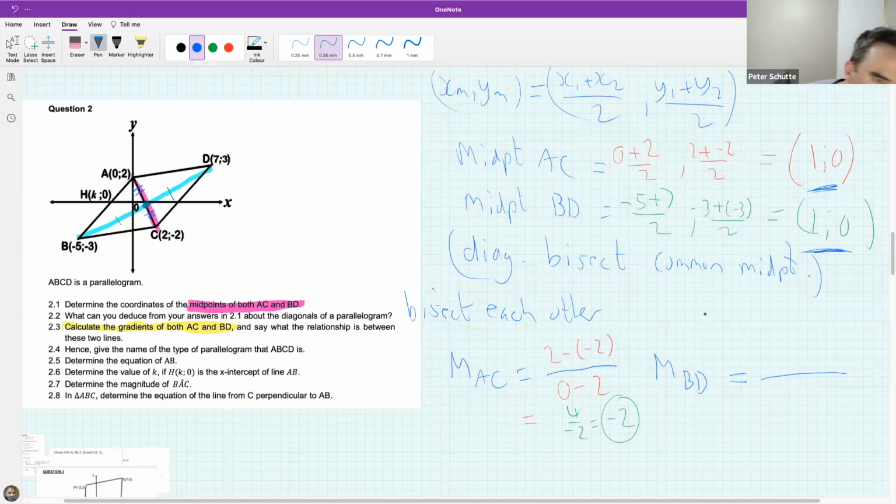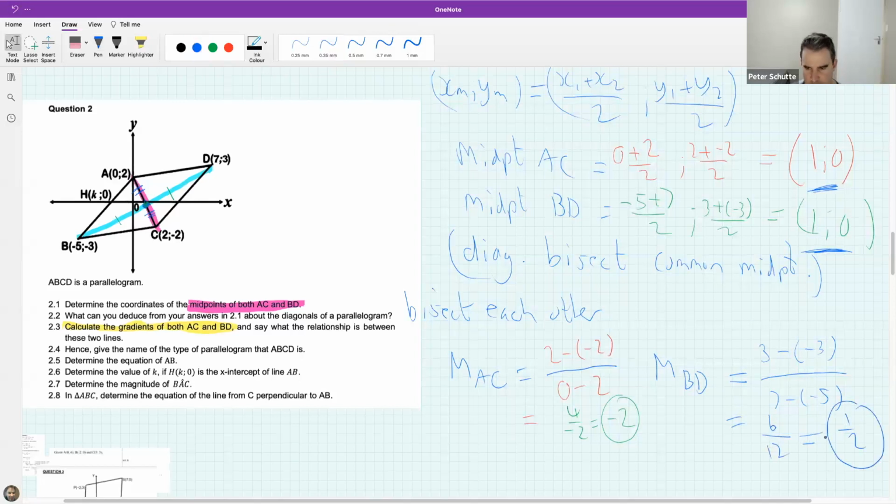Now the question is, what's the gradient of BD? Put your answer in the chat if you want. You've got your answer for BD. Okay. So lots of students are saying a half. Let's see if I get the same. So 6/12 is indeed a half.